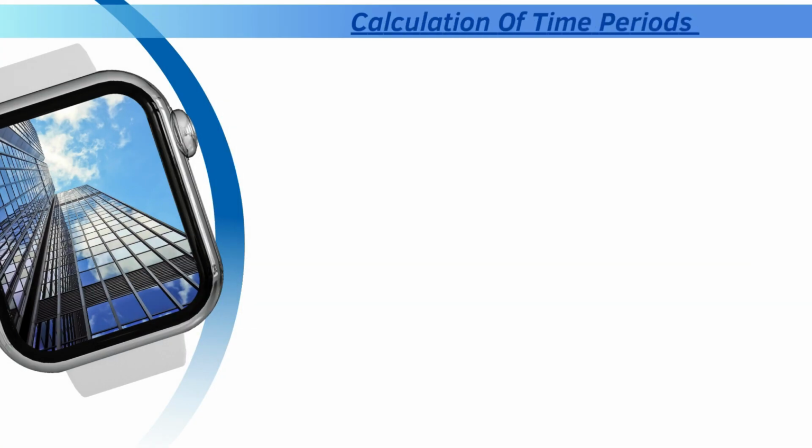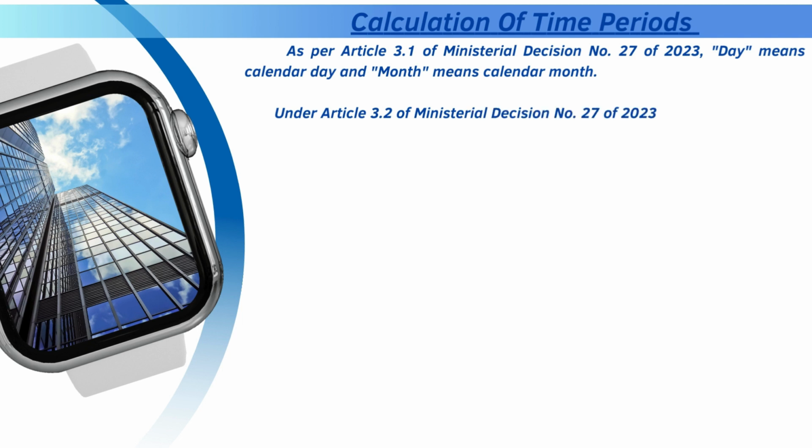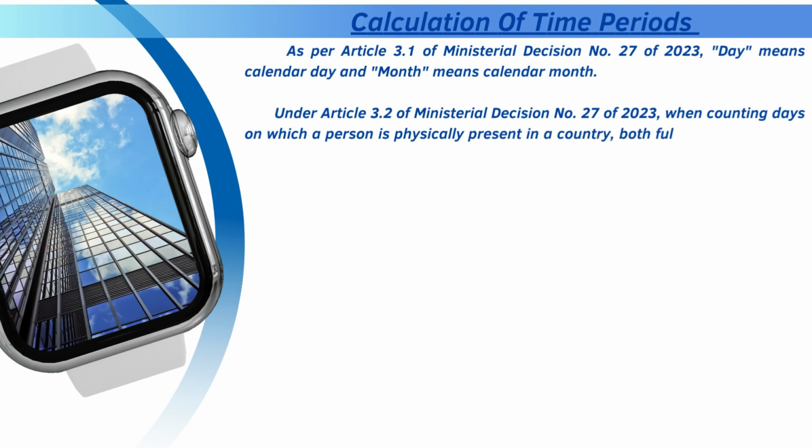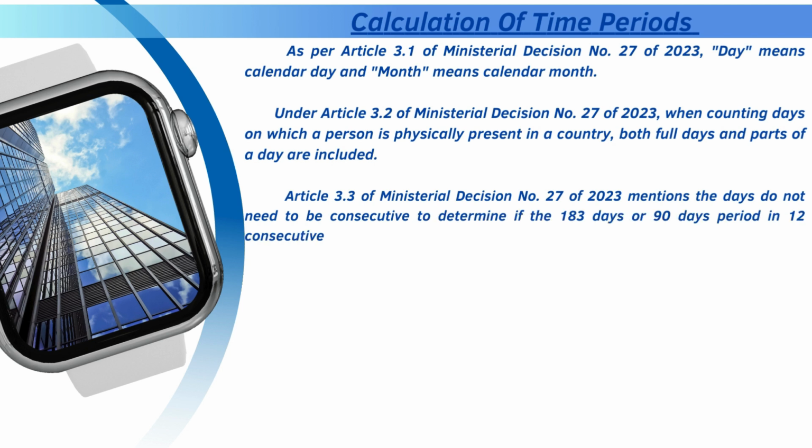Calculation of time periods. As per Article 3.1 of Ministerial Decision No. 27 of 2023, day means calendar day and month means calendar month. Under Article 3.2 of Ministerial Decision No. 27 of 2023, when counting days on which a person is physically present in a country, both full days and parts of a day are included. Article 3.3 of Ministerial Decision No. 27 of 2023 mentions the days do not need to be consecutive to determine if the 183 days or 90 days period in 12 consecutive months is met.